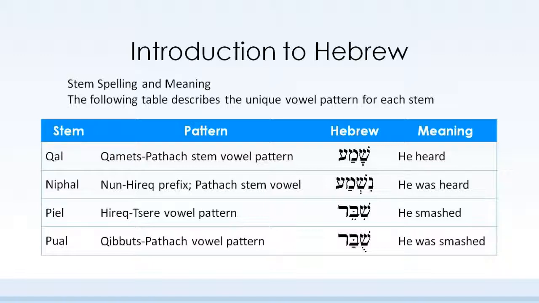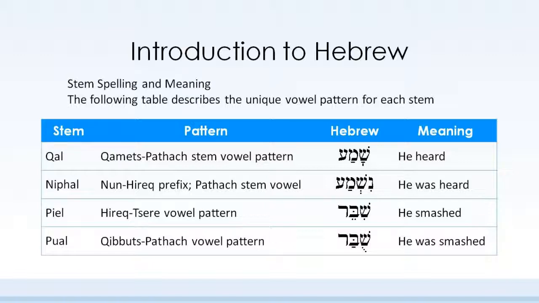The next stem is the nifal stem, which exhibits a nun, hiriq prefix, and a patach stem vowel. The verb here is nishma, he was heard. Notice the nun hiriq prefix before the first root consonant, and the patach under the mem, which is the stem vowel.